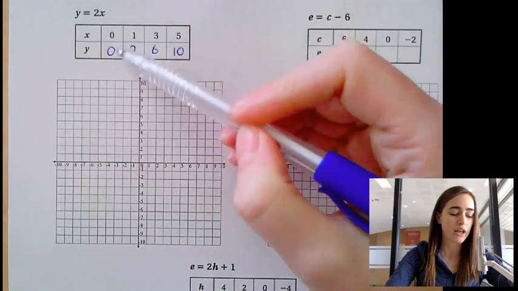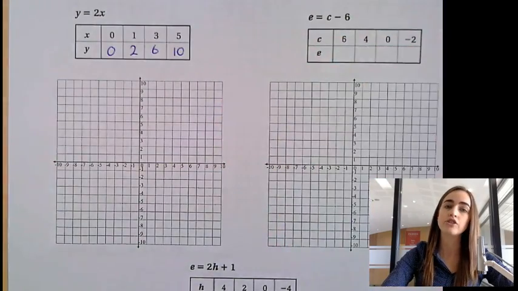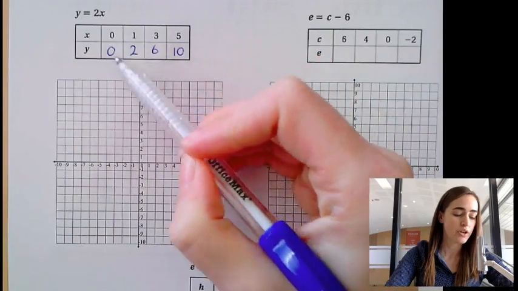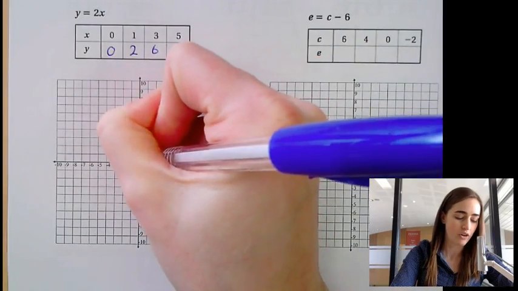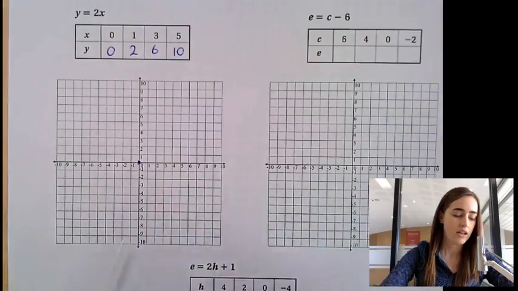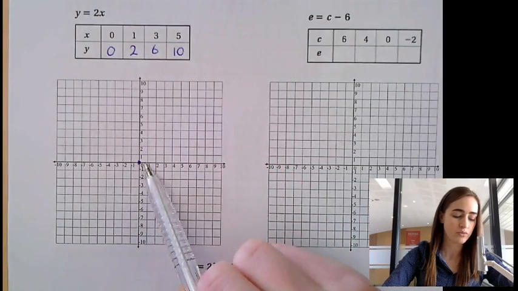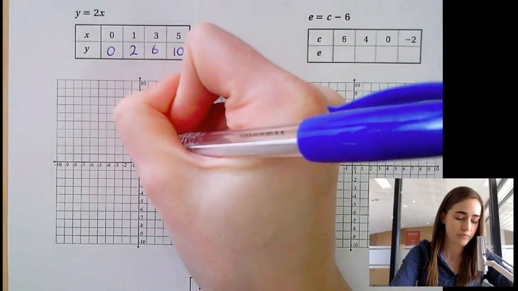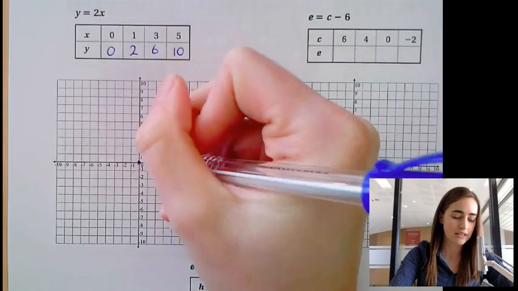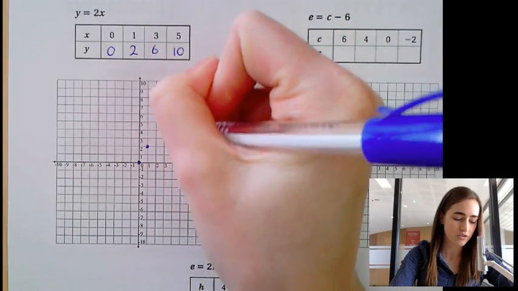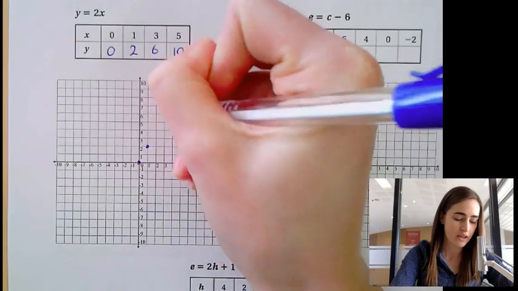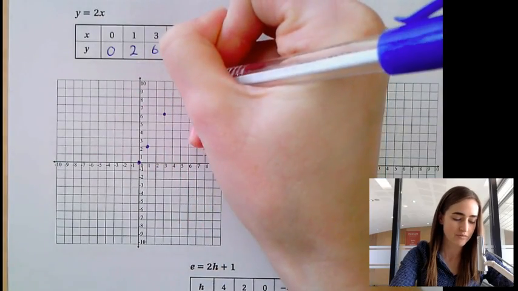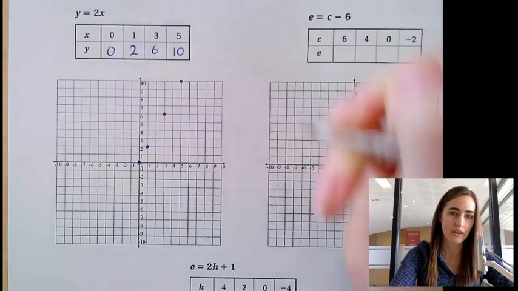So we're going to plot each of these points and then join them together. So our first point is the point 0, 0. So that's our origin just here. Then we have the point 1, 2. So we'll go across 1 up to 2. Then we've got 3, 6. So across to 3 up to 6. And 5, 10. So up here.